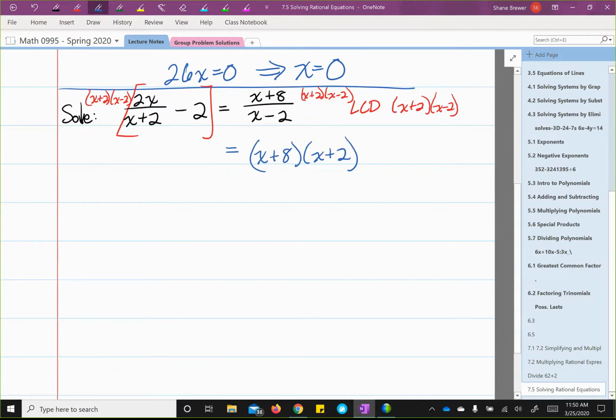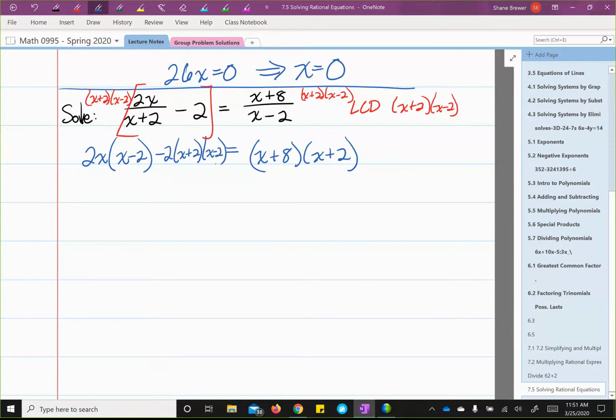Now, on the left side, I take x plus 2 times x minus 2, and I'm first going to multiply it by this and then by this. When I multiply it by this guy, the x plus 2's are going to cancel. One from the top, one from the bottom. So what we're left with is 2x times x minus 2 minus 2 times x plus 2. Nothing cancels when we multiply by 2. But notice, all the fractions are gone. That's where we want it to be.